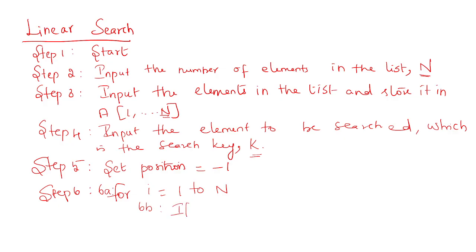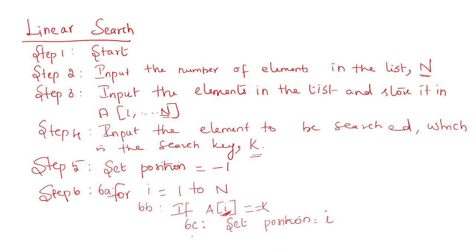Now I make the comparison, the decision. What is the decision? If A of i, where A is the array in which the element is present, is equal to K, even you can say double equal to. I am making a check, and if that is the case, I will set position equal to this position i, where the particular element is present.